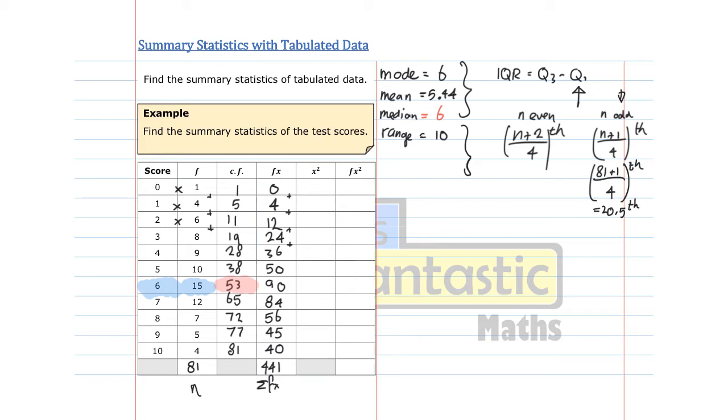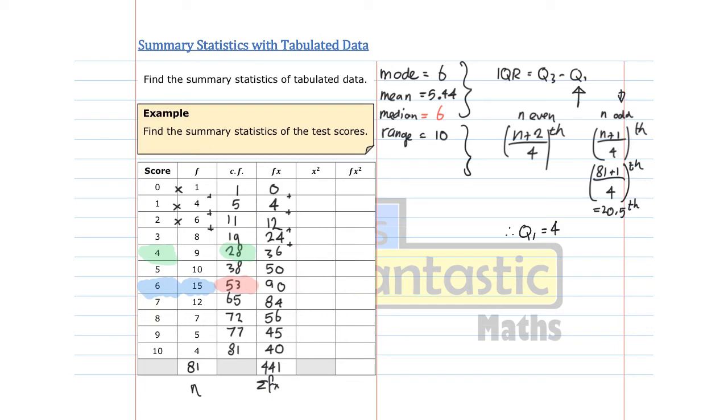And now I'm going to find it exactly the same way that we found the median over here. We're going to look through our CF column and find the first CF that is larger than 20.5. And I can see that that corresponds to this group, because 28 is the first number over 20.5. So the score is 4. So therefore, Q1 is 4.